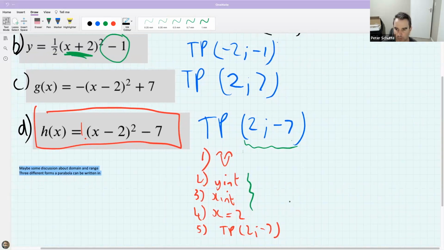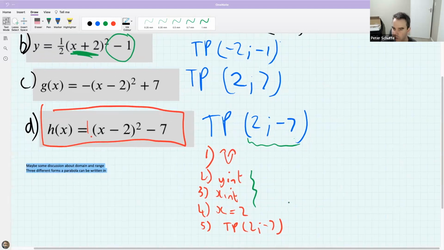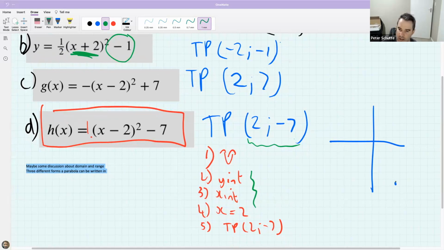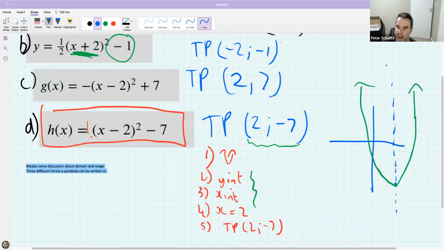Okay, so let me now ask you about something called the range of a parabola. And so I'm going to use the same graph. So if I was trying to draw graph D, I know that my new turning point is at 2, -7. So it's going to be down here, and probably looks something like this. Okay, it's not perfect because I haven't worked out my x and y intercepts, but I know that x is 2, and I know that this point is 2, -7.